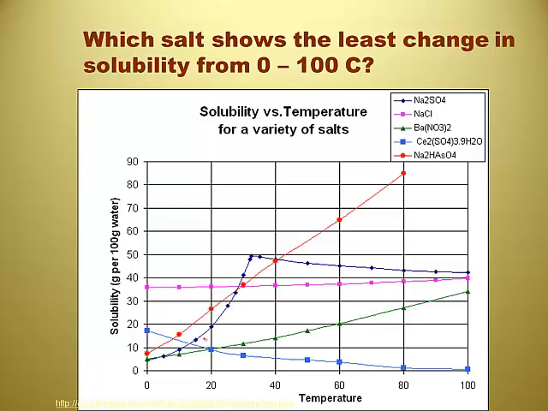Just out of curiosity, at 100 degrees Celsius I can dissolve 4 more grams of the sodium chloride? Correct. So sodium chloride's fairly stable as far as temperature is concerned. The rest of these salts are doing some pretty wacky stuff. What's that dark blue one? Sodium sulfate is all over the place. Sodium sulfate increases to a certain point and then starts decreasing.